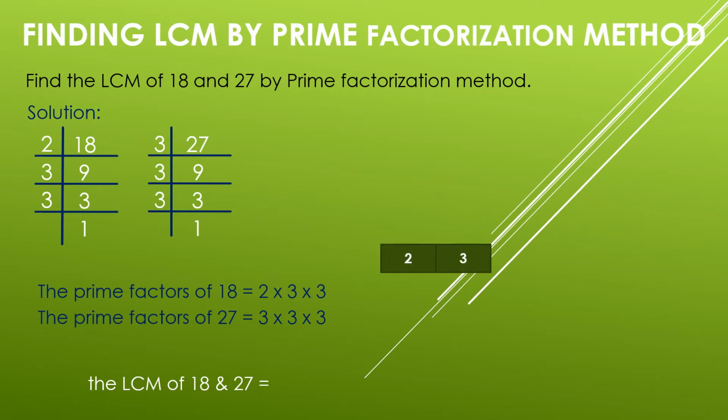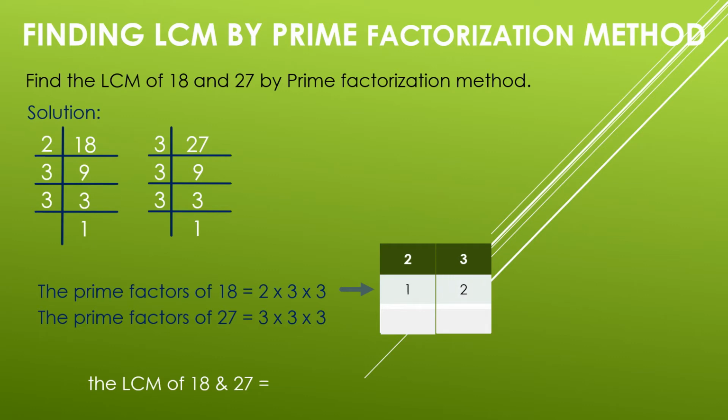So make a table like this with 2 and 3. Now fill this. How many times is 2 present in 18? One time. So write 1 here. Then tell me how many times 3 is present in 18? 2 times. So write 2.